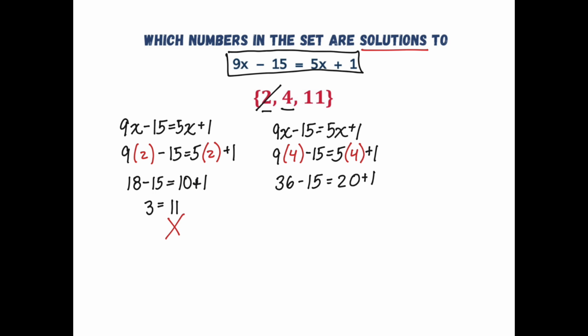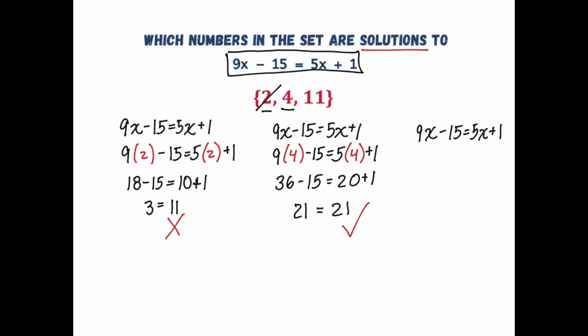Now I'm going to subtract on the left, add on the right. 36 minus 15, that's 21. And 20 plus 1 is also 21. So 21 is equal to 21. That's a true statement. So it seems to me like 4 is our correct solution. But because we have to be thorough and show all of our evidence, I'm going to always make sure to test all 3. So I'm going to do the last one, which is 11.